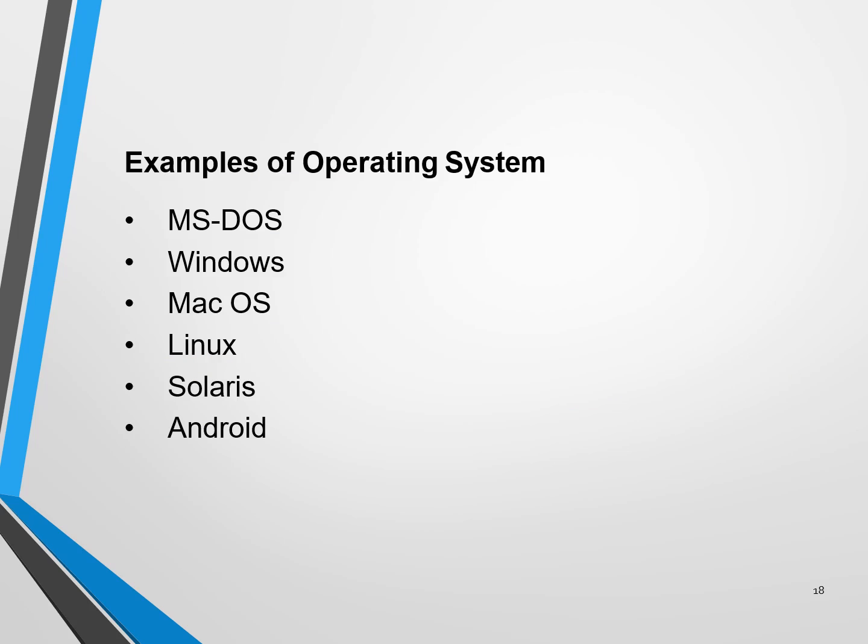Some examples of operating system are MS-DOS, Windows, Mac operating system, Linux operating system, Solaris, Android.